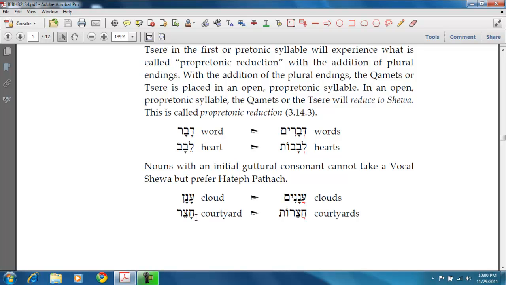You got the chatser doing the same thing. Chatserot. It just reduces down to the hatef patach. That's all it does right there.